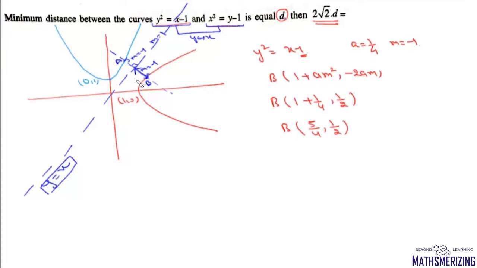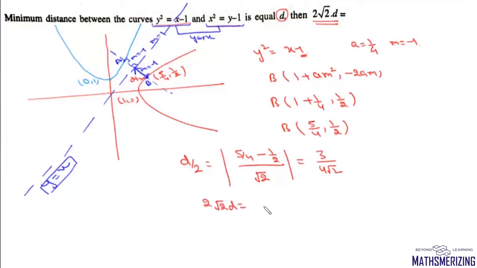Now we can find this distance, which is d by 2. This distance is the perpendicular distance of the line x equals y from this point, which is 5 by 4, comma, 1 by 2. So this d by 2 will be 5 by 4 minus 1 by 2, upon root 2. So it will be 3 upon 4 root 2. So we can write 2 root 2 into d is equal to 3. So the answer to this question is that the value of 2 root 2 d is 3 units.